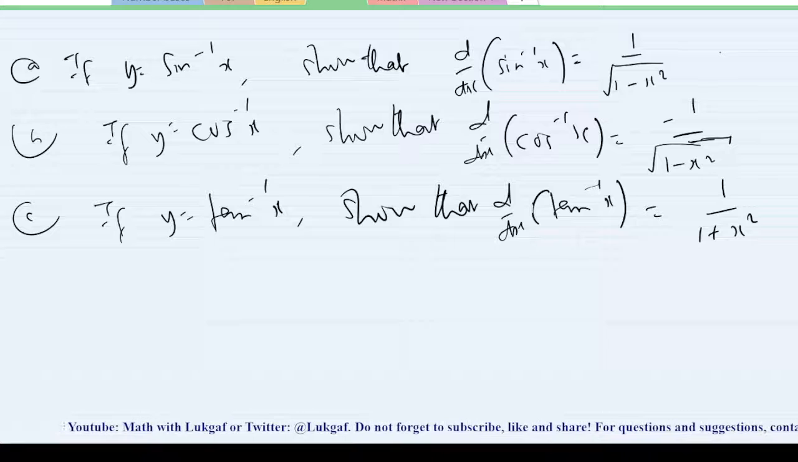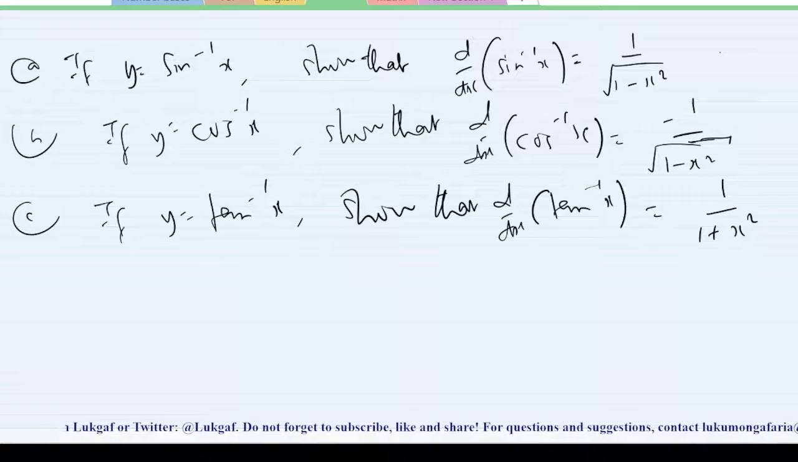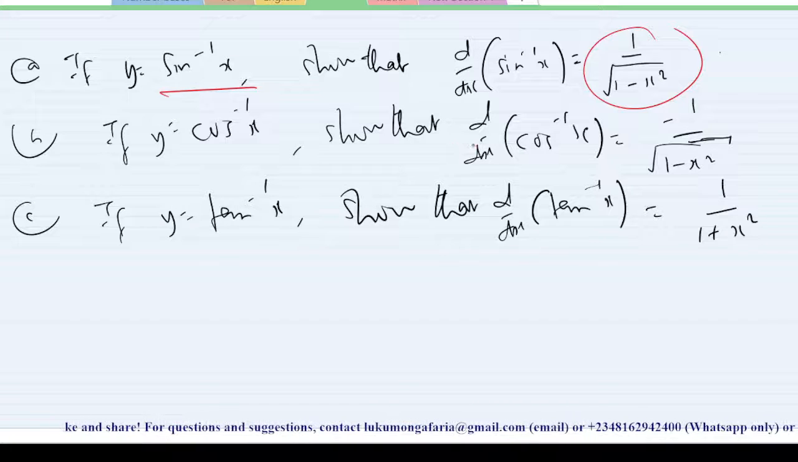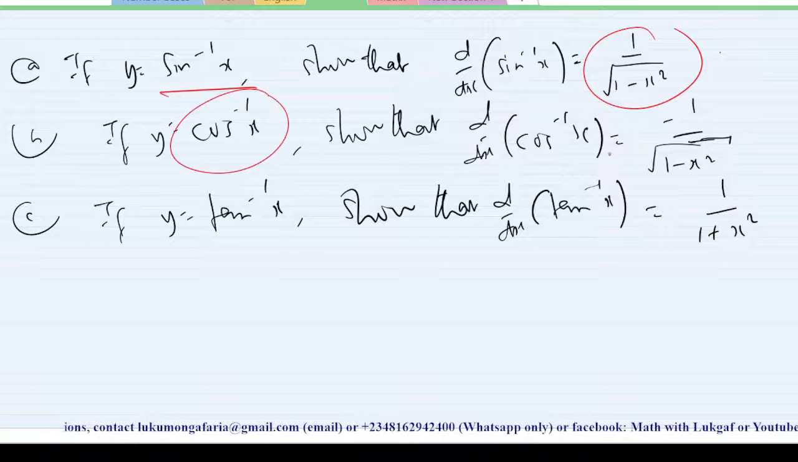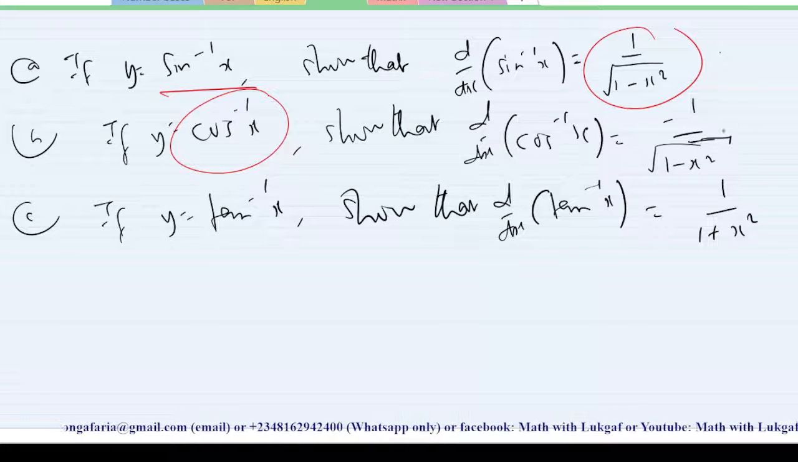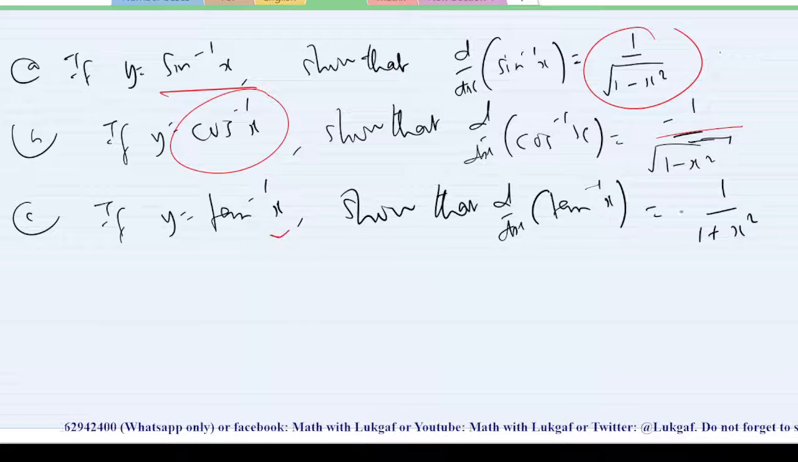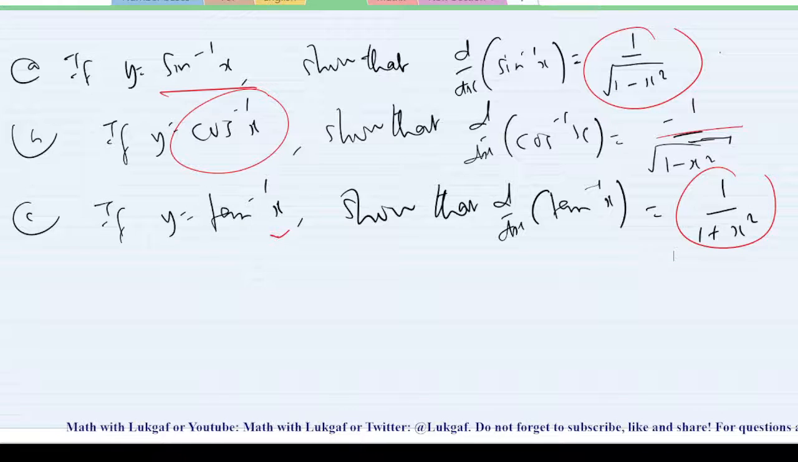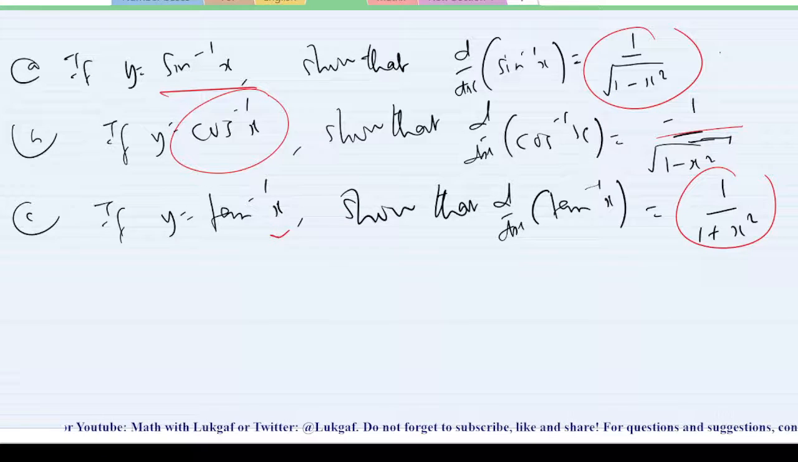I explained that when you have y is equal to arcsine x, then the derivative of arcsine x is 1 divided by square root of 1 minus x squared. Likewise, arccos x derivative is minus 1 divided by square root of 1 minus x squared, and arctan x has the derivative of 1 divided by 1 plus x squared. How do we do this? Okay, now let us show that.